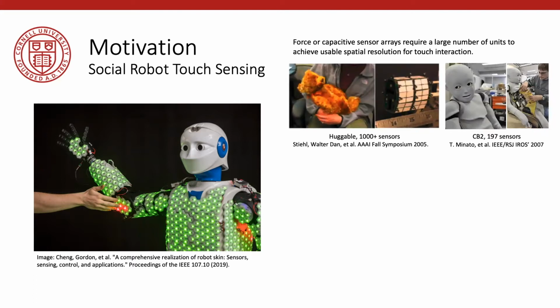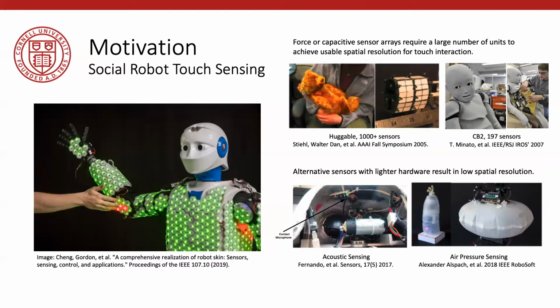For example, the huggable robot used more than 1,000 sensors to achieve full body detection. A child robot CV2 used nearly 200 sensors. Another shortcoming is that force-sensitive arrays require a relatively flat and stiff surface and are insensitive to light touches. The capacitive sensors are more sensitive, but they are vulnerable to environmental interference.